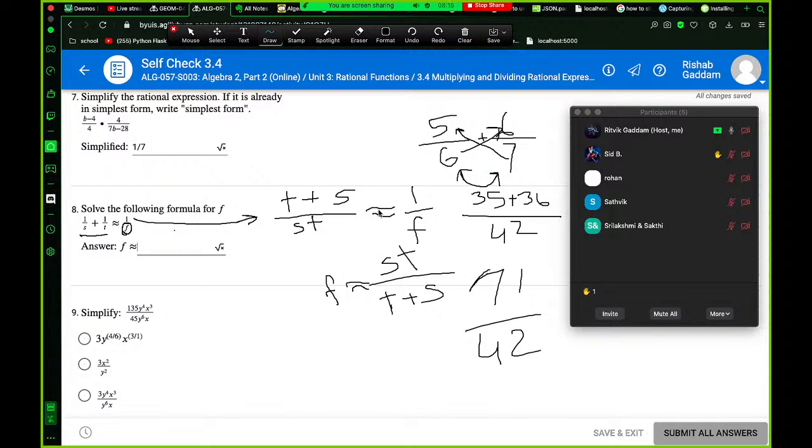And since this is approximately equal to 1 over f, you have to flip these two sides over each other to get the answer. And that would be f is equal to st over t plus s. And that is the answer that we get, so let's just enter it in there. So that's f is approximately equal to st. We need that to be in parentheses.